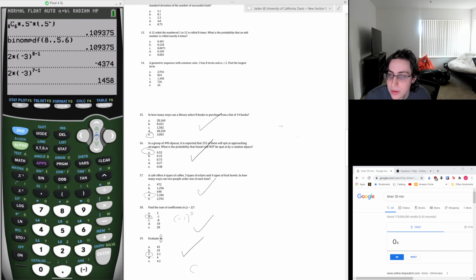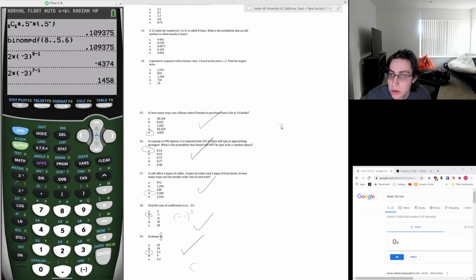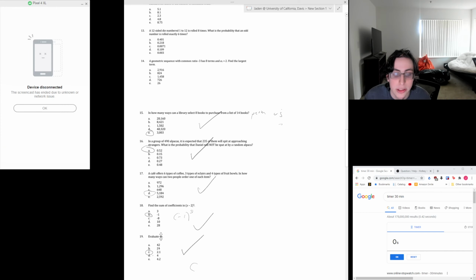How many ways can a library select 8 books to purchase from a list of 14 books? So here's where I'm going to give a little lesson on permutations versus combinations.